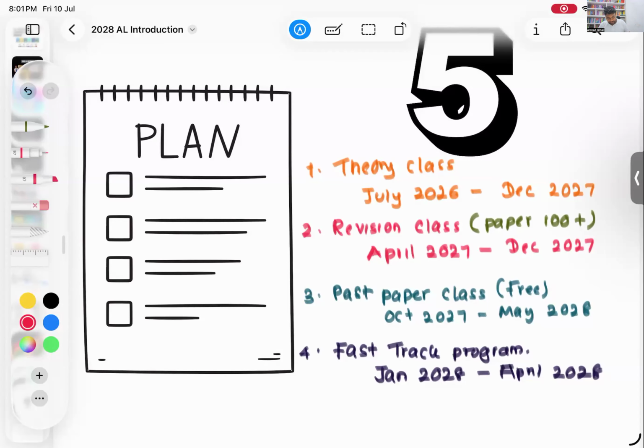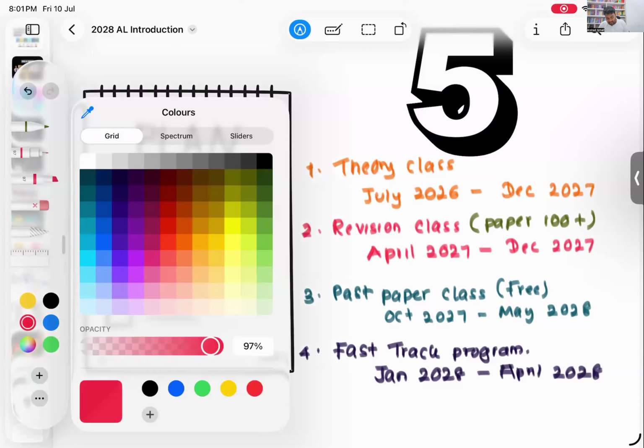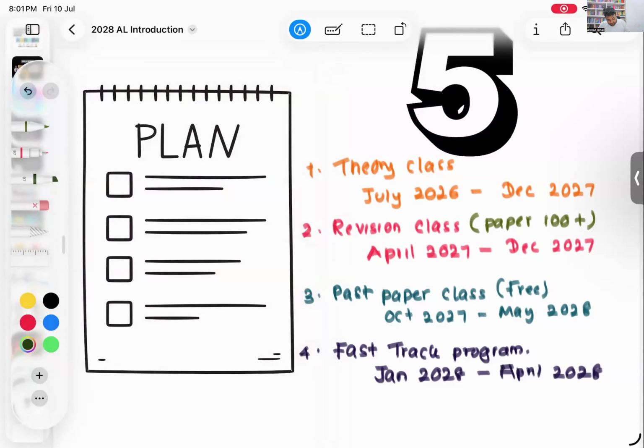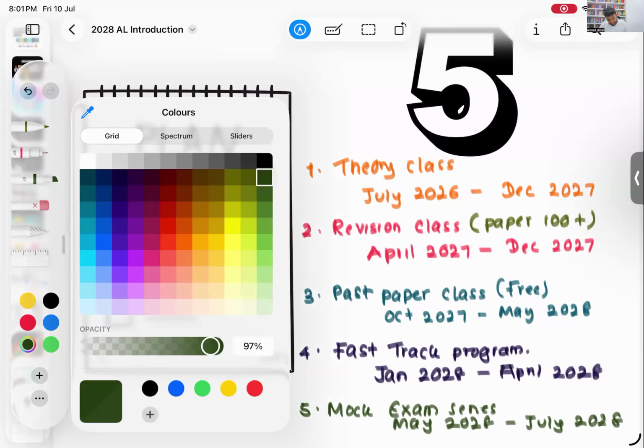And then finally, once all of this is done, in the last few months, we have the mock exam series. The mock exam series will go from around May 2028 until July 2028. There we will be doing papers, and again covering the syllabus. In addition to this, you will have seminars, you will have term exams. There is an MCQ program. If you want, I can put that as the 6th time also.